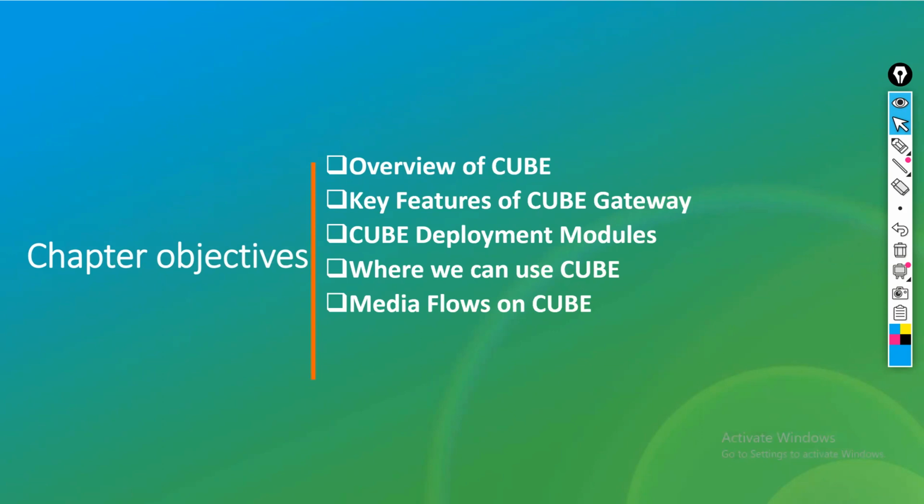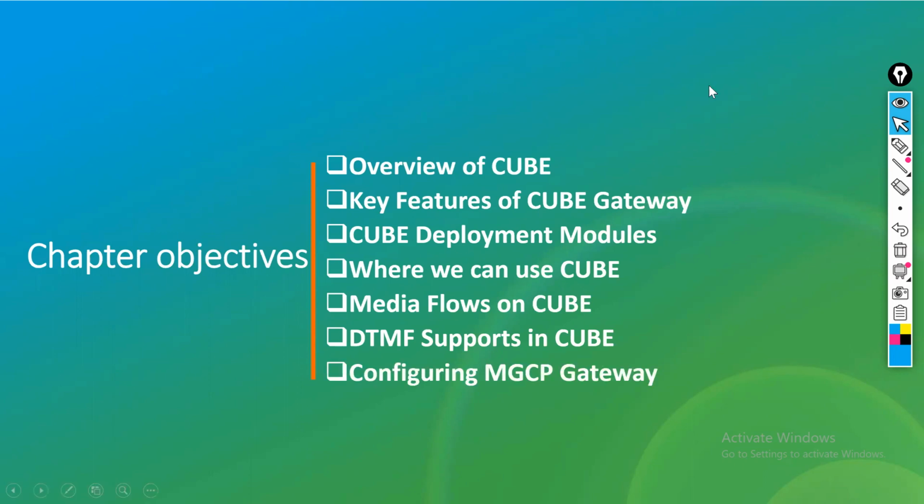Media flows means whenever you want to communicate, we use two protocols. One is the signaling protocol and another one is the streaming protocol. So here, how exactly the signaling and streaming protocol flow, we'll be discussing under the media flows on the CUBE. Then DTMF support in the CUBE. Yes, DTMF is required, dual tone multi-frequency. What different types of DTMF will be supported when you use the same protocol or a different protocol.